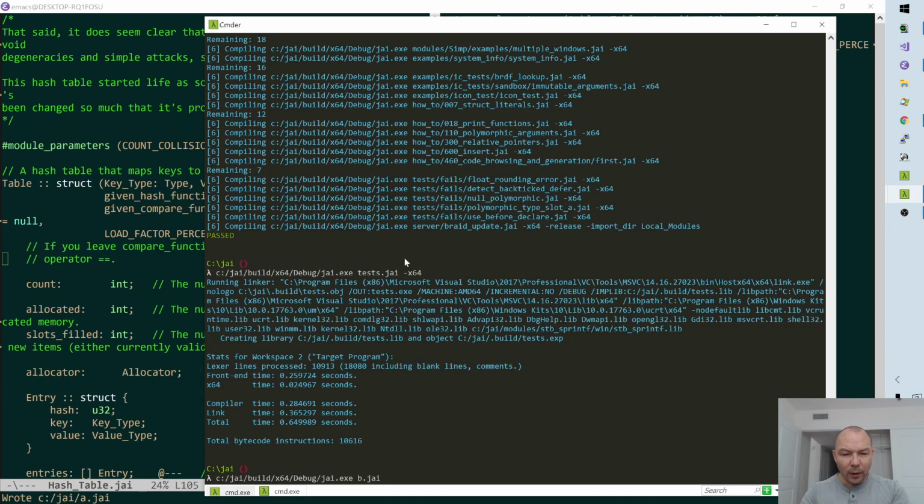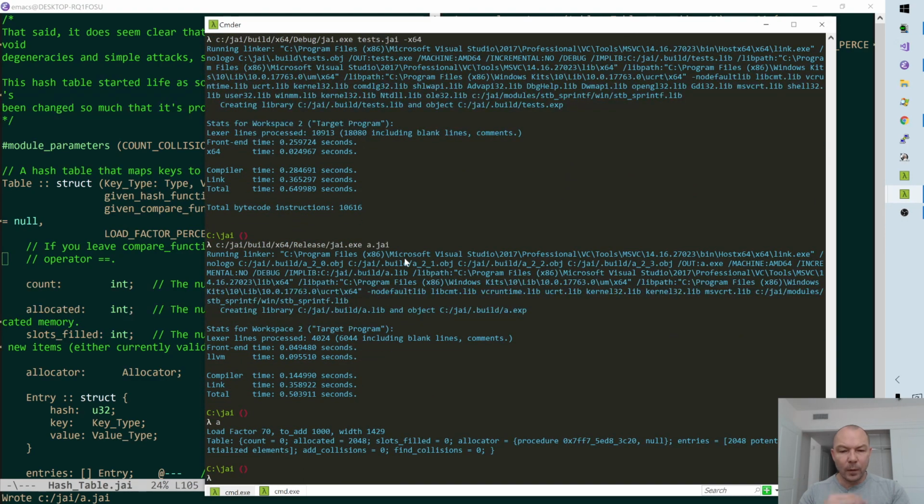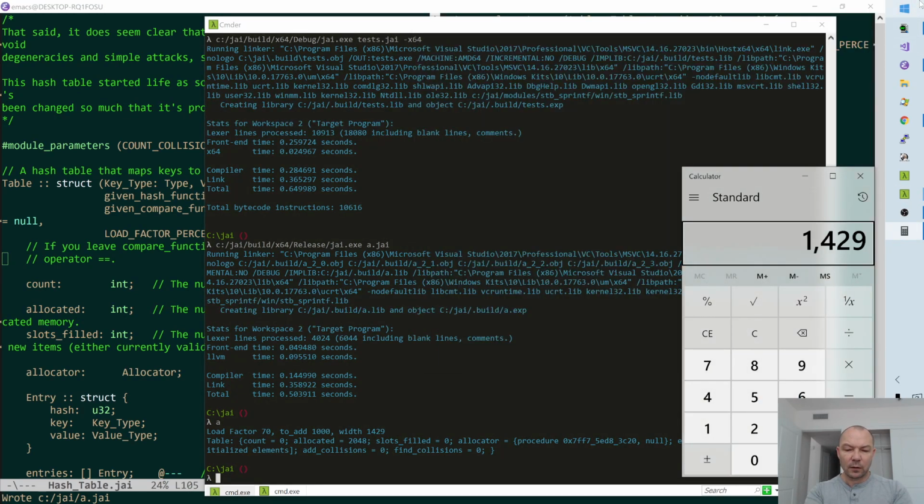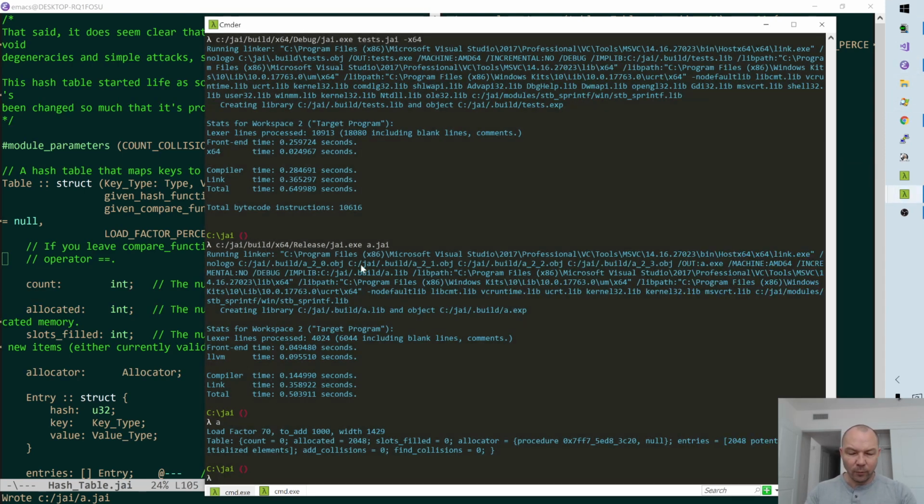Why am I running the debug compiler? Because I was working on the compiler. We're going to run release. Okay, so 1429, right? Times a 70% load factor is 1000.3. So there we go. And we can also check that the table did not expand, right? At the end, we can say, oh, the number of entries is still the same, or the allocated is still the same, right? Okay.